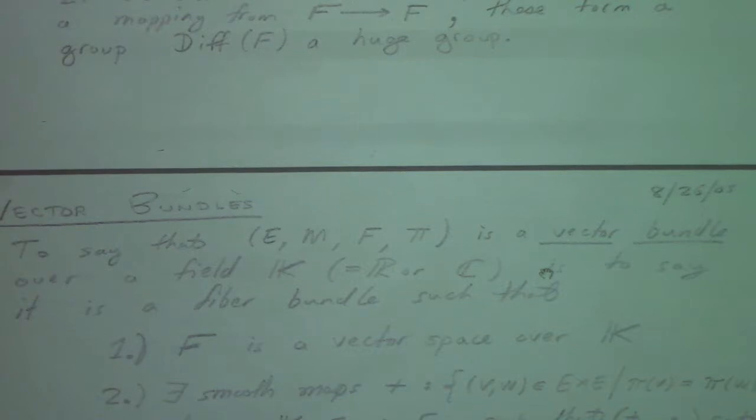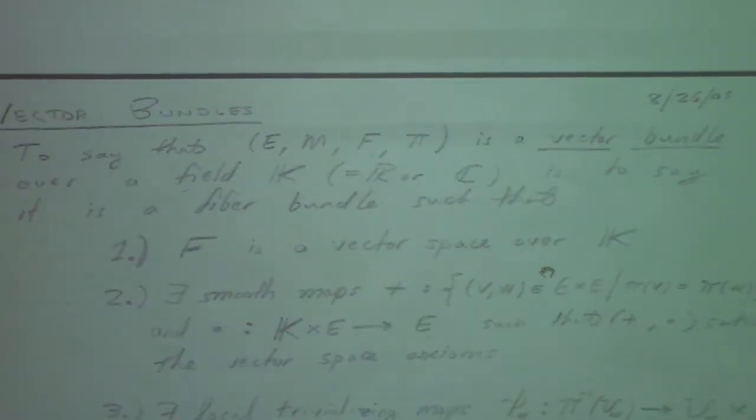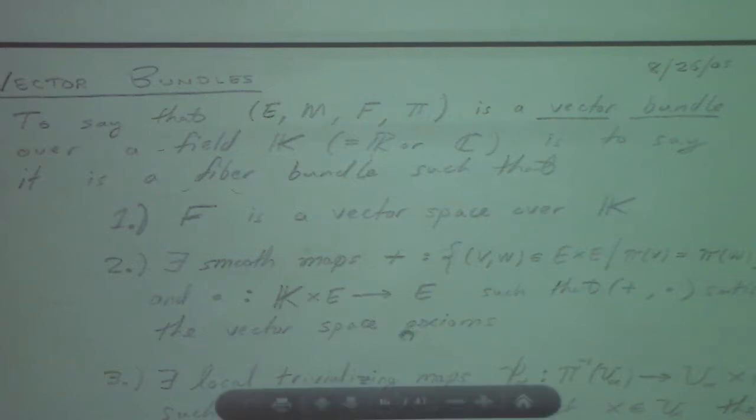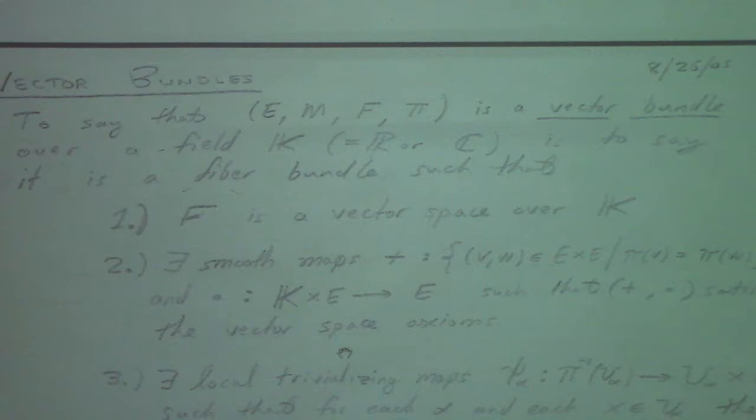That brings us to vector bundles, which is a specific case of the fiber bundle where we take the standard fiber to be a vector space. There exist smooth maps. Let's see here. Sorry. What do I got here? I've got the total space, the base space, the fiber, the projection, right? But the fiber is a vector space. What's this 2? Can you guys tell me what I'm saying in 2?